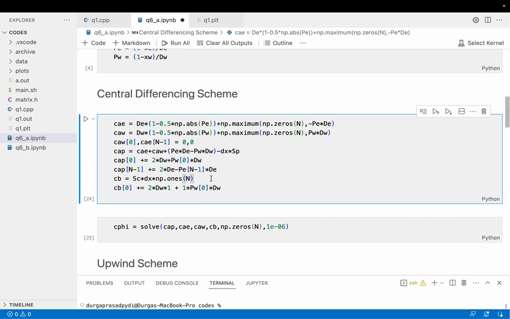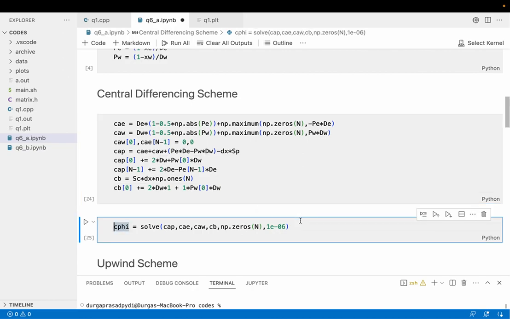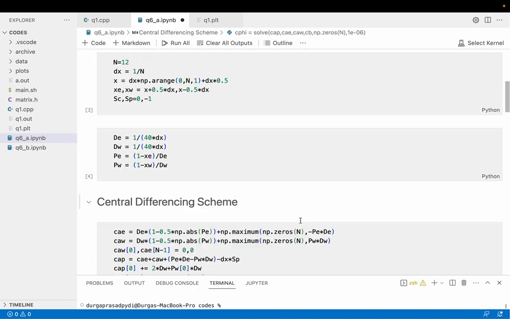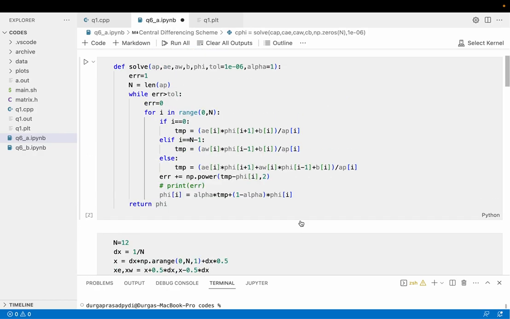CB is SC times your B term, and then in addition to that you will also have your boundary terms. So these are the boundary terms. If we non-dimensionalize, we have phi equal to 1 on the west boundary and phi equal to 0 on the east boundary. So on the east boundary the net addition will be 0 because phi is 0, so only on the west you will have an addition. Then you just call the solve, which solves using the cosine.